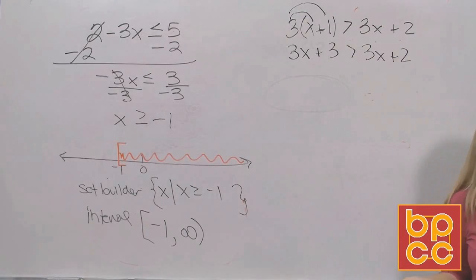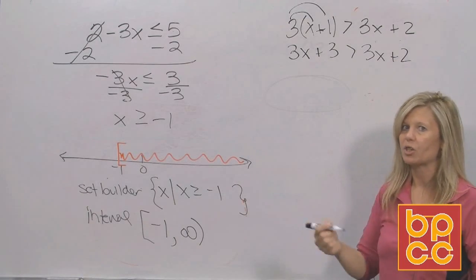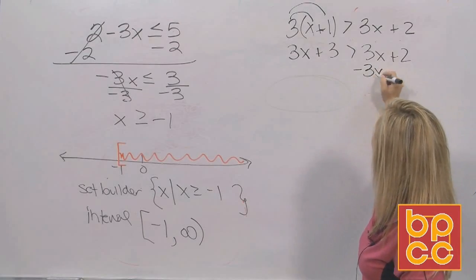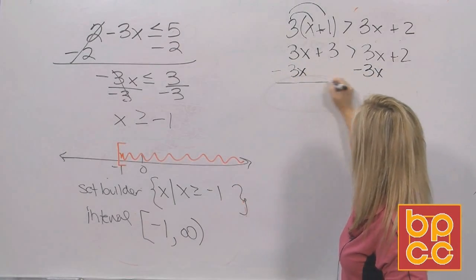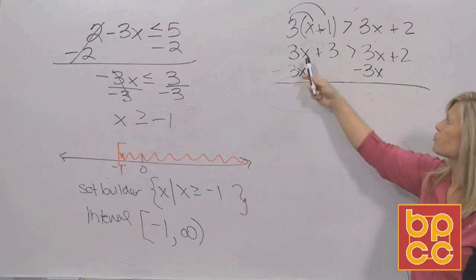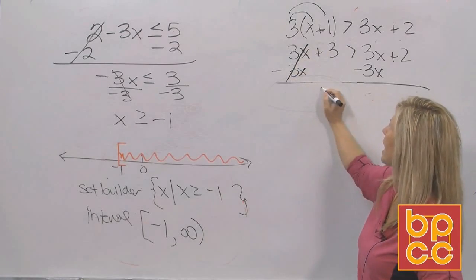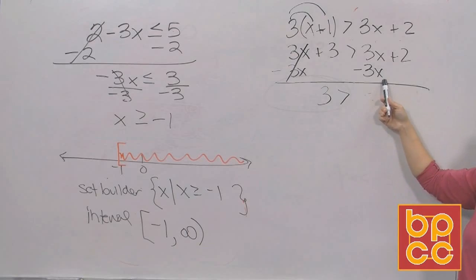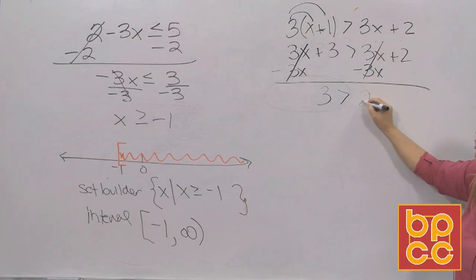Miss Black's rule of thumb is when you're solving a linear, whether it's an equation or inequality, variables always move to the left. So I'm going to subtract 3x. What happens when you subtract 3x from 3x? Very good, it cancels out, it leaves you 3. Uh-oh. What happens over here when you subtract 3x and 3x? It cancels out, it leaves you 2.